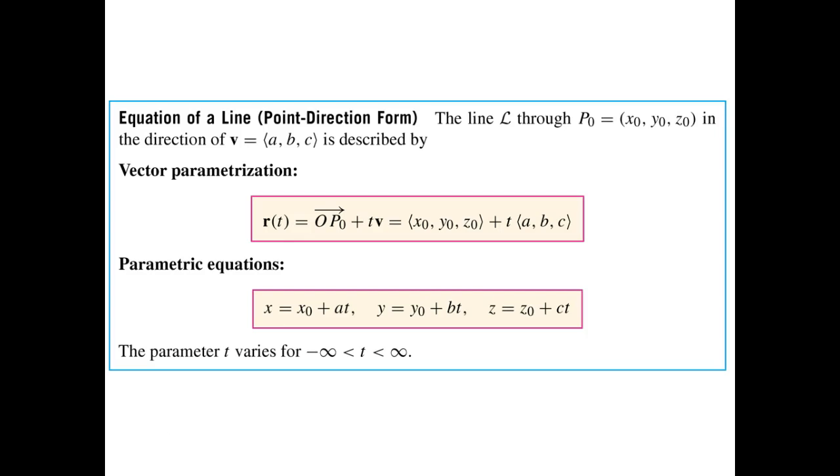Okay. These two represent the same line. You can almost see that. Vector notation, the x coordinate would be this plus ta, this plus tb. So, okay.